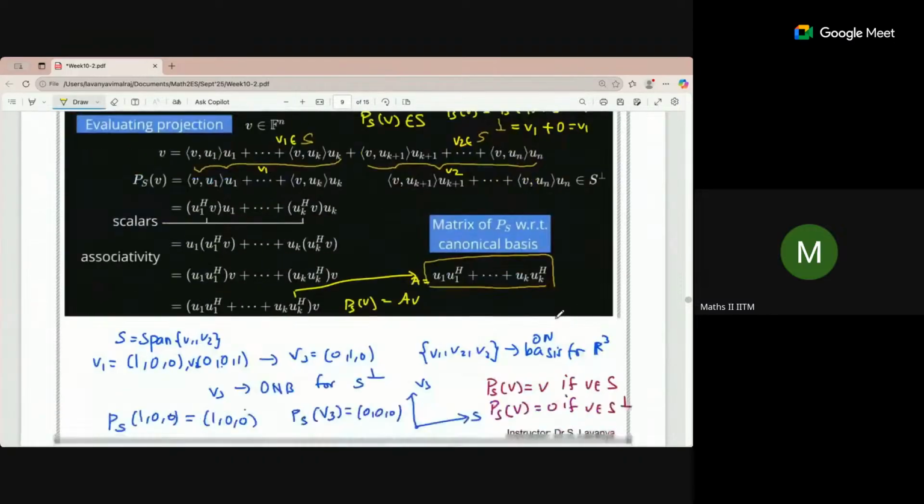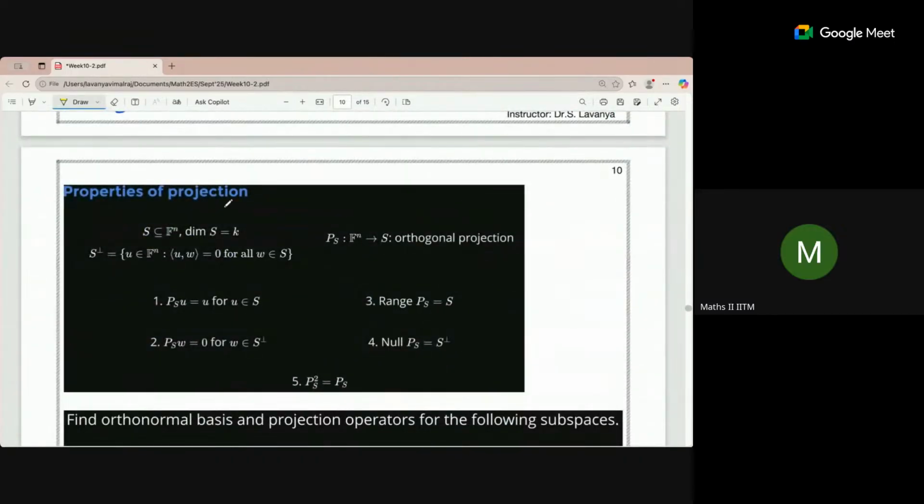Okay, fine. So what are the properties of the projection operator? If P_S is a projection, you know that P_S u equals u for all u in S, and P_S of w equals 0 for all w in S perp. And what is the range of P_S? For any v in F^n, P_S of v always belongs to S. So this means that the range of P_S is equal to S. And what should be the null space? Null of P_S should be S perp, because if you project any vector from S perp, that is going to 0. So from here you can see that null of P_S is S perp.